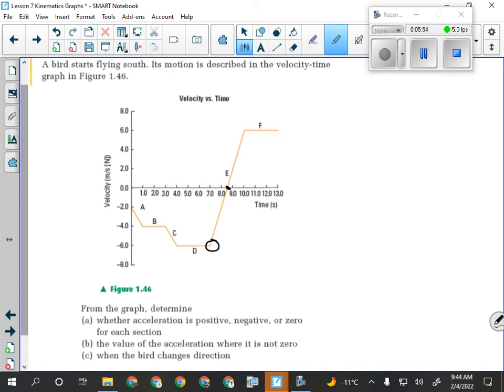Okay? Is the bird's velocity here still negative? Then it's still moving backwards. It's moving backwards as long as its velocity is negative, which it is until it gets to right here. And then its velocity becomes positive. All along this line, its acceleration is positive.